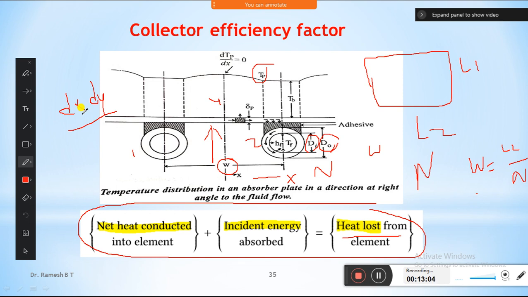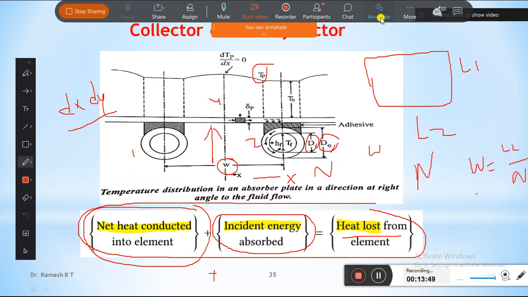So, the heat loss from the small element can be given by the net heat conducted into the element, how much heat is conducted in that element, plus the incident energy absorbed, means how much radiation is absorbed. That gives the heat loss from the element.